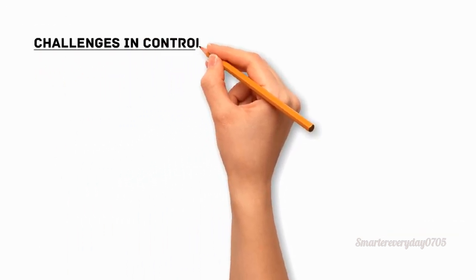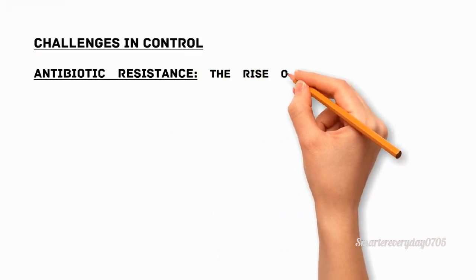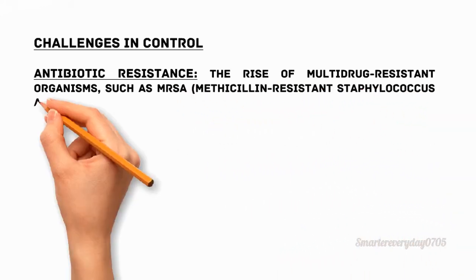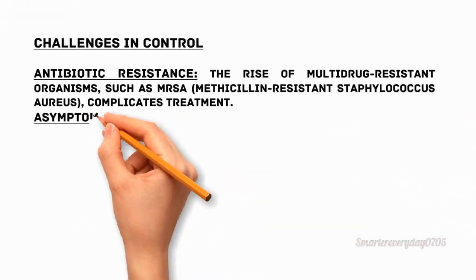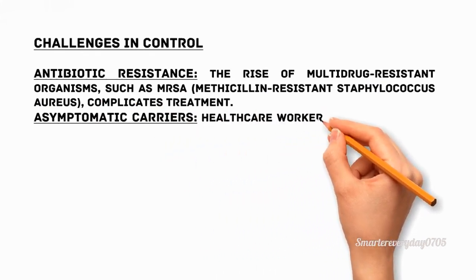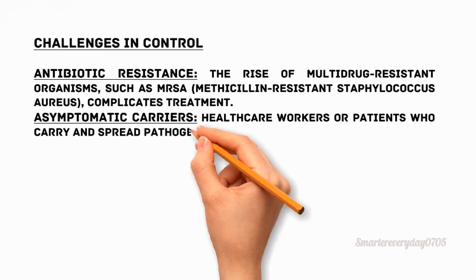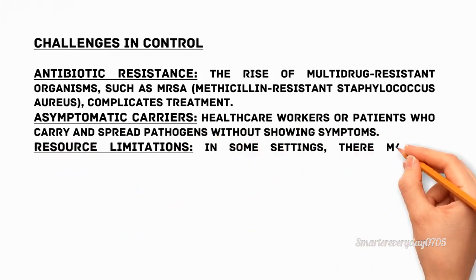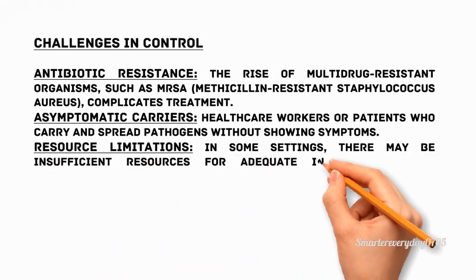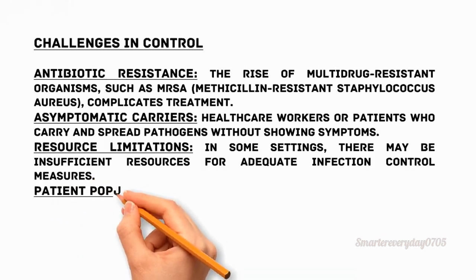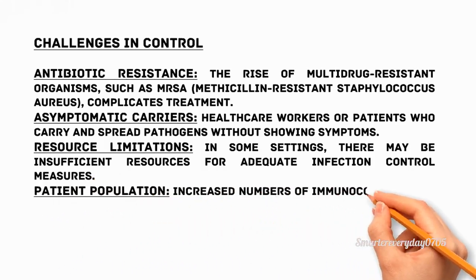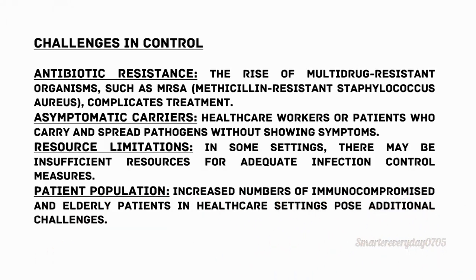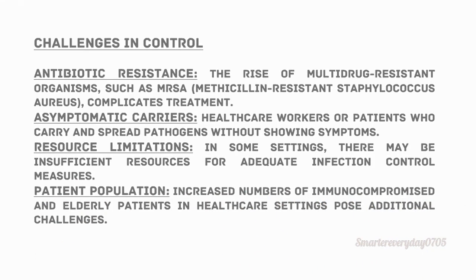Challenges in control. Antibiotic resistance. The rise of multi-drug-resistant organisms, such as MRSA, complicates treatment. Asymptomatic carriers. Healthcare workers or patients who carry and spread pathogens without showing symptoms. Resource limitations. In some settings, there may be insufficient resources for adequate infection control measures. Patient population. Increased numbers of immunocompromised and elderly patients in healthcare settings pose additional challenges.